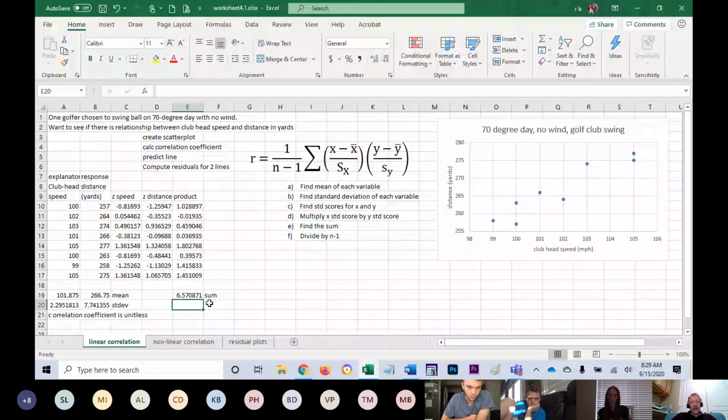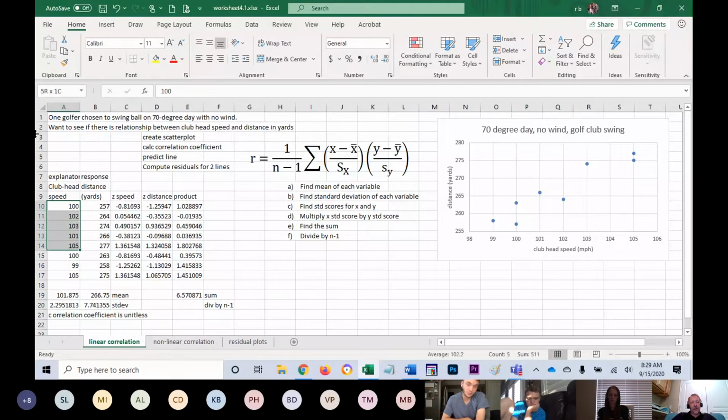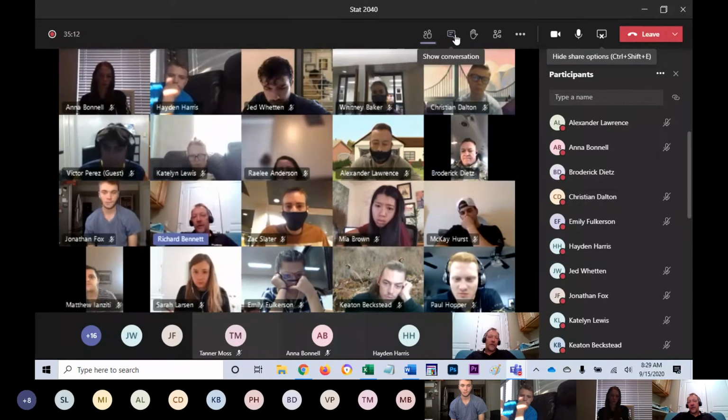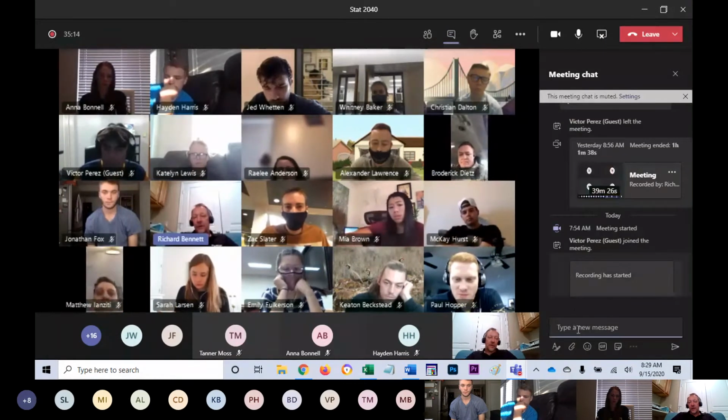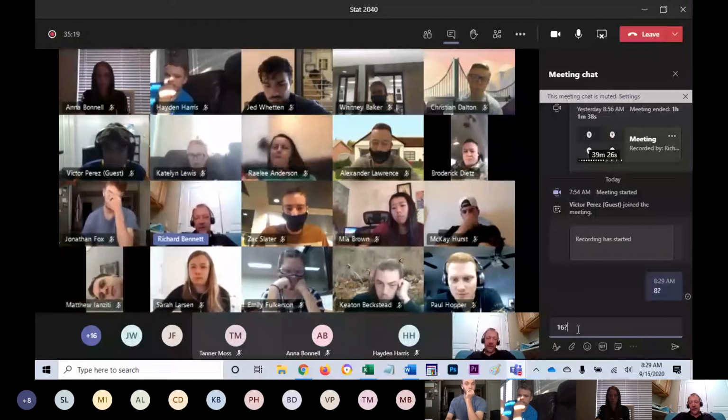And the last thing I need to do is divide by n minus 1. Now my question to you all is, do I have 8 or do I have 16 in my sample size? 16. So let's vote. Eight. Let's see if we can vote. We're going to do this here. Who says my sample size is 8? Who says my sample size is 16?